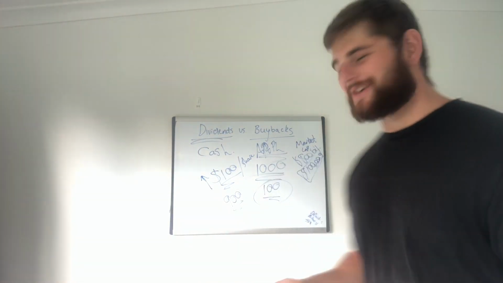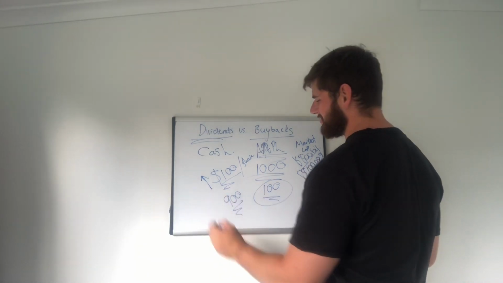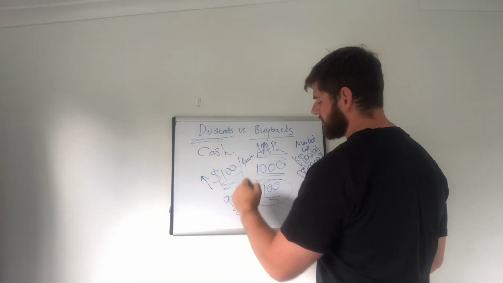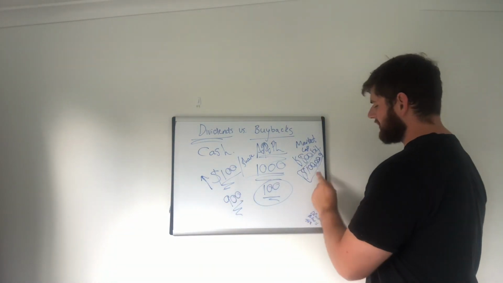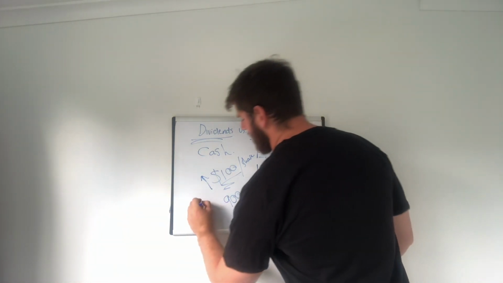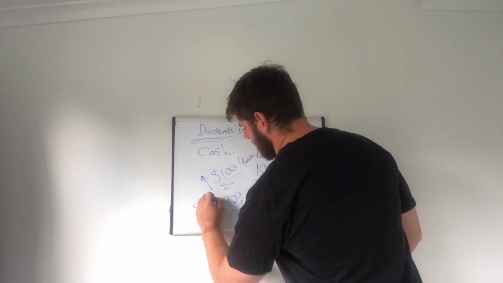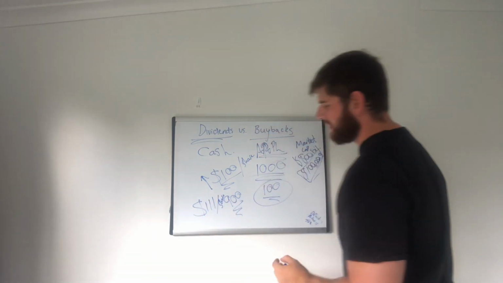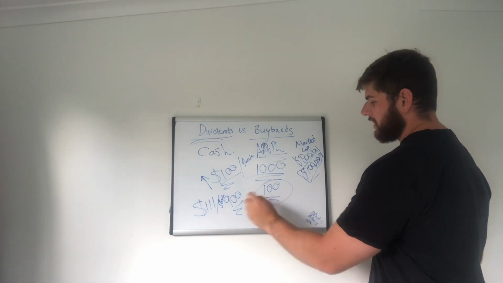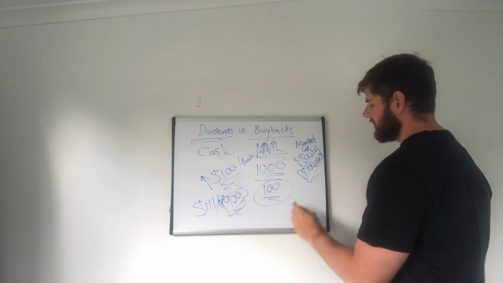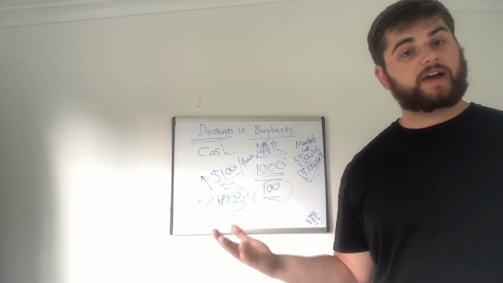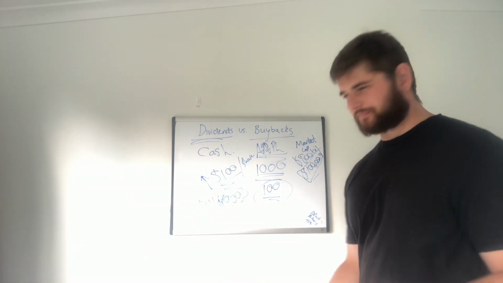Alright, sorry about that. So if we now only have 900 shares, that's going to put the per share value of Apple, assuming that they're still worth $100,000, at $111 per share. So all I've done there is divide 900, which is the new number of shares, into 100,000, and that gives us a share value of $111.